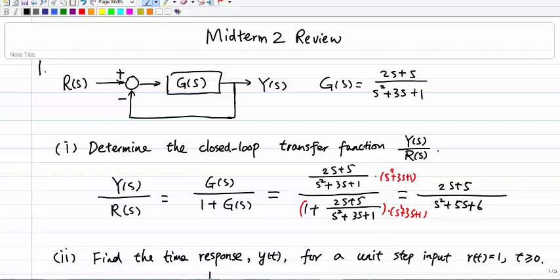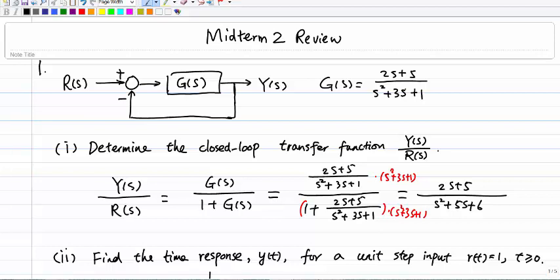The first question is about the solution to a closed loop system, which is given by this block diagram, in which I have a system G(s), input is R(s), and I have a negative unit feedback loop, and output is Y(s). Here, G(s) is given by (2s + 5) divided by (s squared + 3s + 1). The first question is to determine the closed loop transfer function Y(s) over R(s).